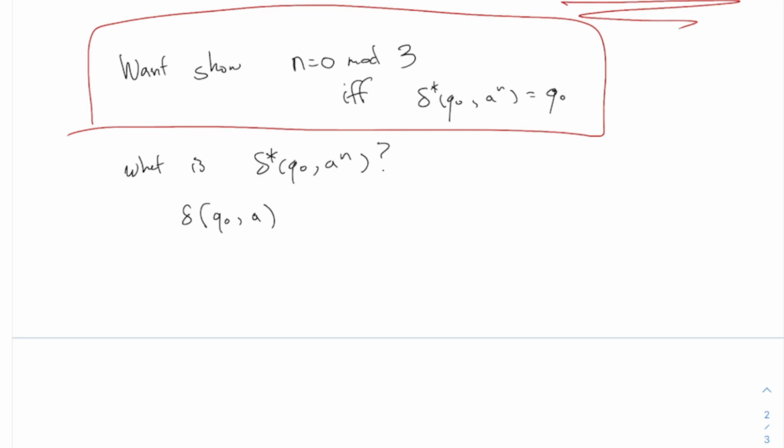I mean, you can look at the diagram. It is Q1, right? And delta of Q1 and a is Q2. And delta of Q2 and a is Q0. All right? This is from the diagram.